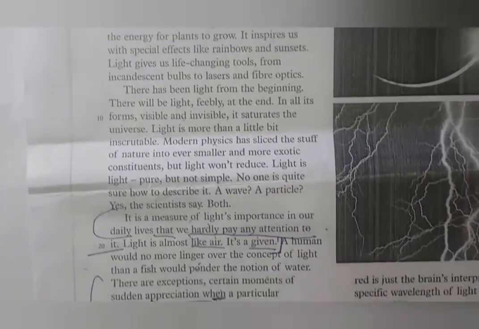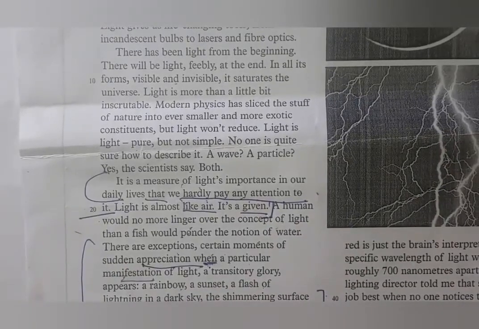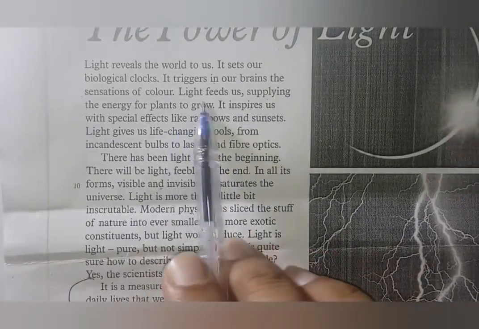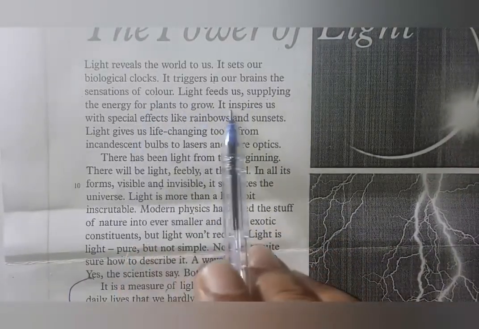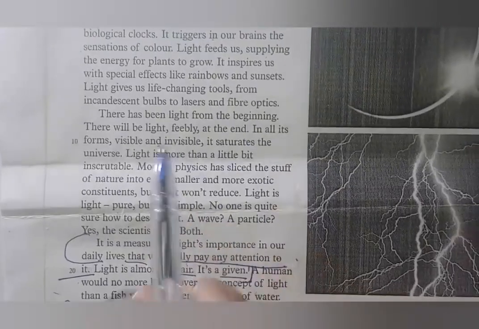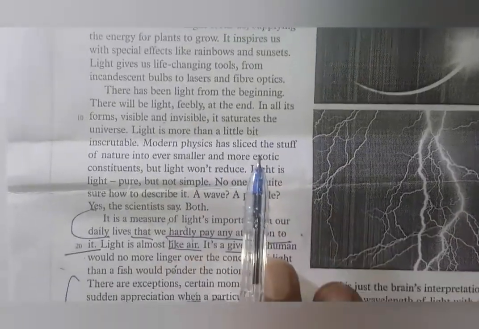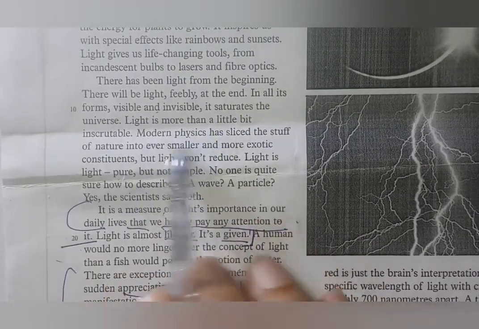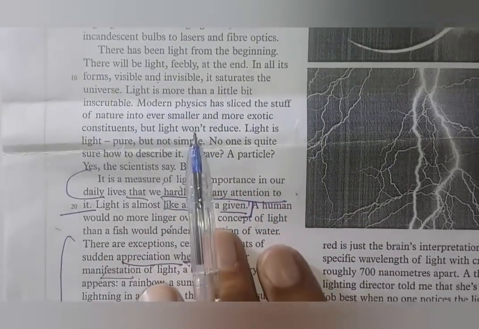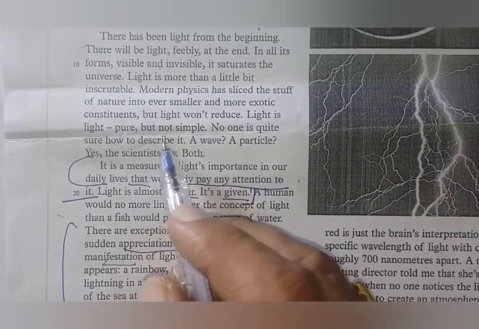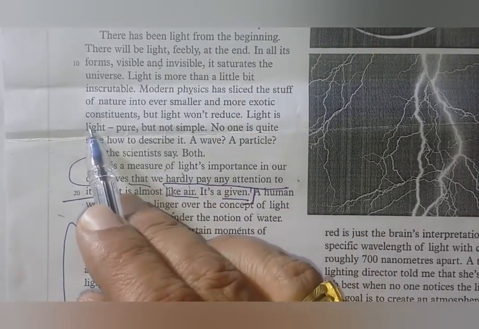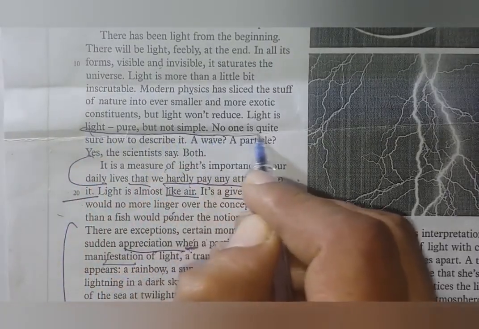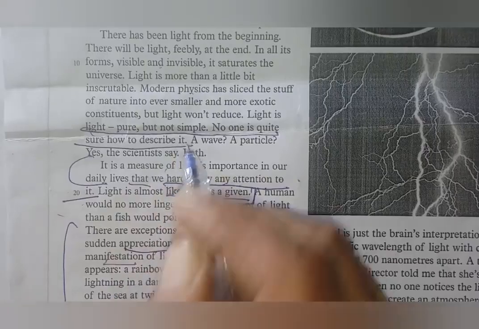Now check here. Find the definition wherever it is. Light reveals no. Then go to this line. There will be light feebly at the end. In the light from the beginning saturates. Light is more than a bit, right? Inscrutable. Then he said light is light, pure but not simple. No one is quite sure how to describe it.